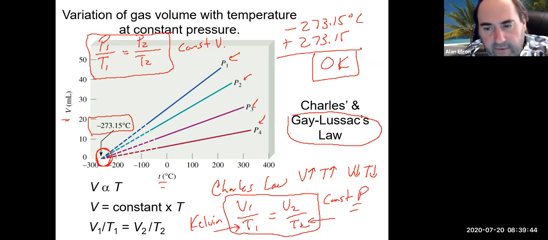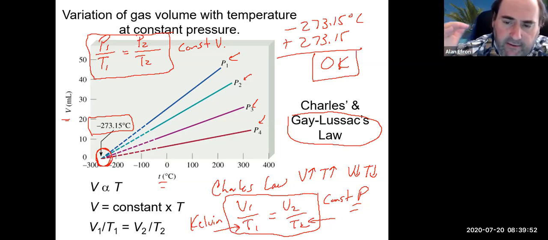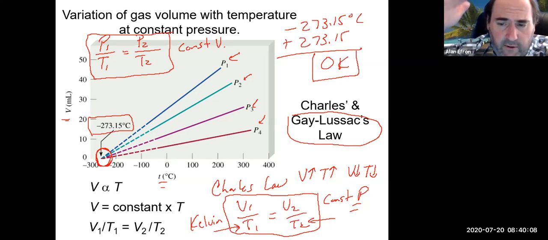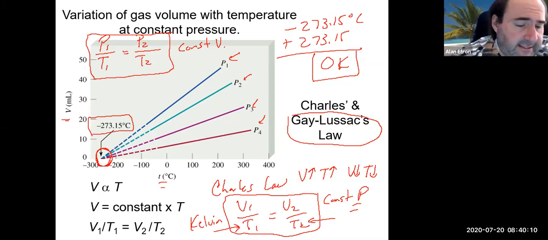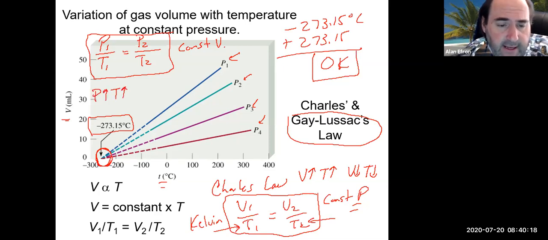If we think about his relationship, P1 over T1 equals P2 over T2 at constant volume, what will probably happen is if the temperature increases and the volume remains constant, there's no way for it to go up or down. It's just going to lock right into whatever volume it is. That means as you increase the temperature, the gas molecules are going to be flying around faster, and because the volume won't move, you will expect to see the pressure start to rise. So the relationship with this one is as the pressure goes up, so does the temperature, and vice versa, the pressure will go down as the temperature goes down.